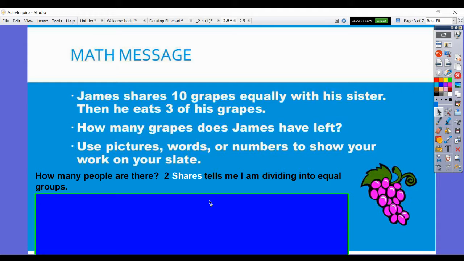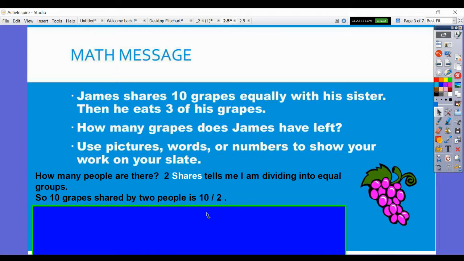So it's important to remember that we look for those words that help us understand what the problem is asking us. So 10 grapes is shared by 2 people. And that would be 10 with this division sign divided by 2. The other division sign that you probably recognize more is this. So 10 divided by 2 is how we're going to write the first part of the problem.